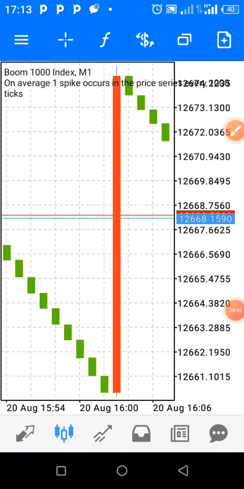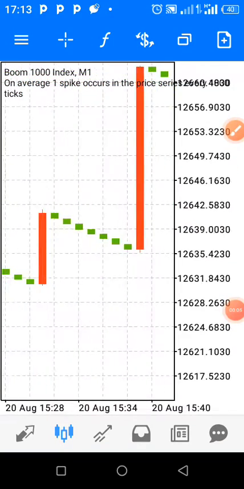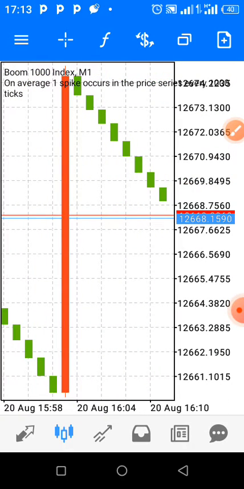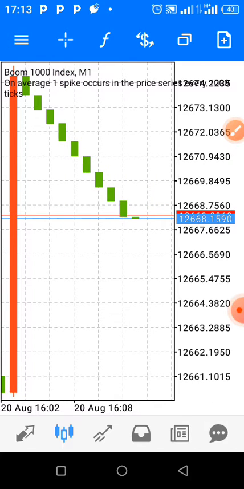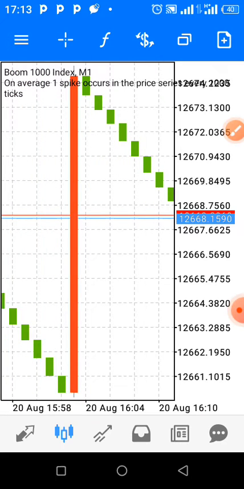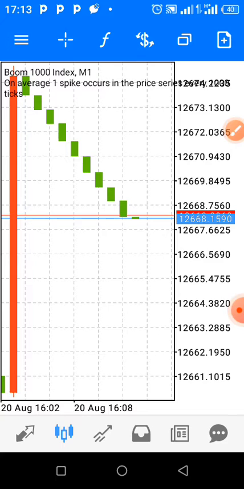Okay, now we're ready to trade on this trading platform. As I said earlier, look at the top. This is Boom 1000 index, and it's 1 minute. You can change the minute. 1 minute means each of these small candles forms within a minute, one minute before another candle will form. This big one too formed in just 1 minute as a spike upward. One minute complete before another candle formed.